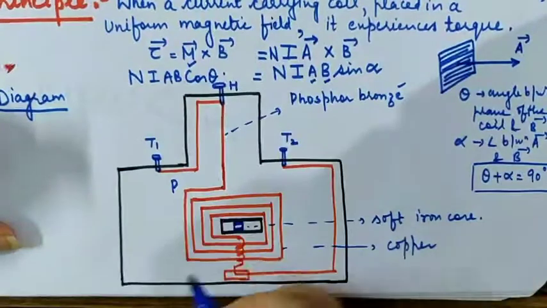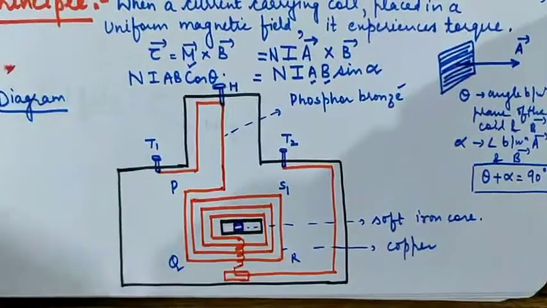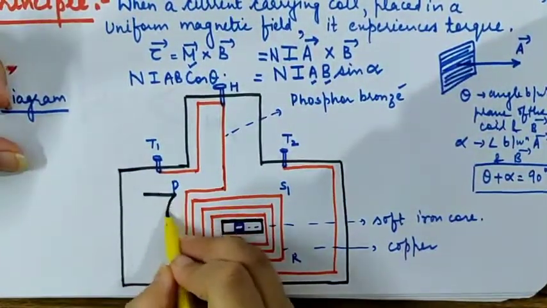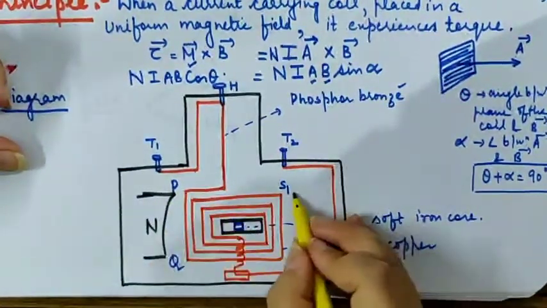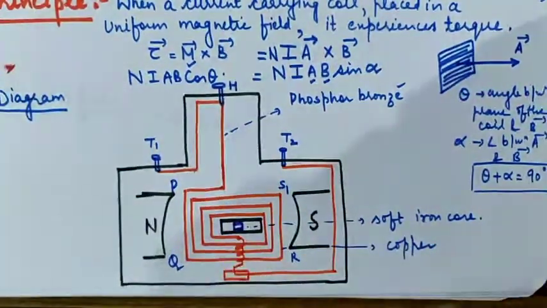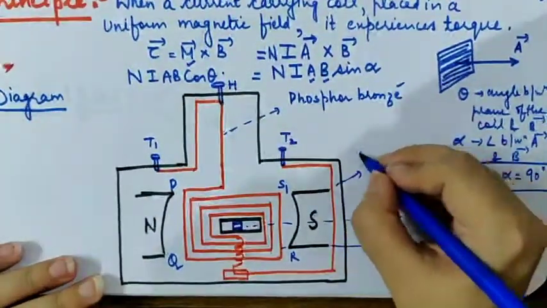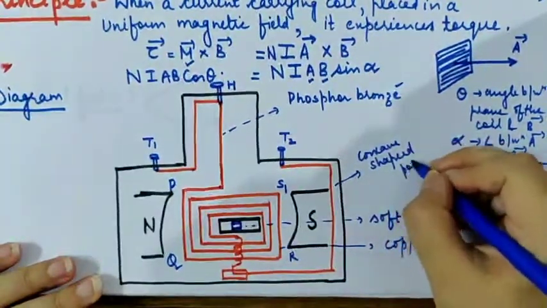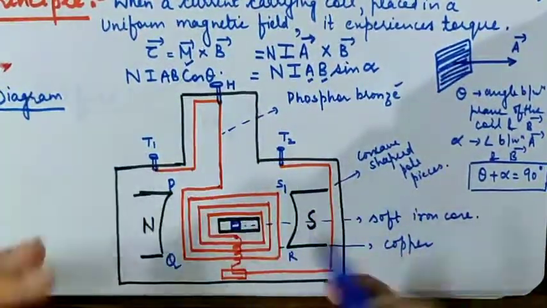Name of the coil can be written as PQRS. Then if the coil has to be placed in the magnetic poles, then these are the two magnetic pole pieces. One is north and the other here is south. So the wire is placed in between two concave pole pieces. What are we going to name them? They are concave shaped pole pieces. Now again T1 and T2 are two screws.